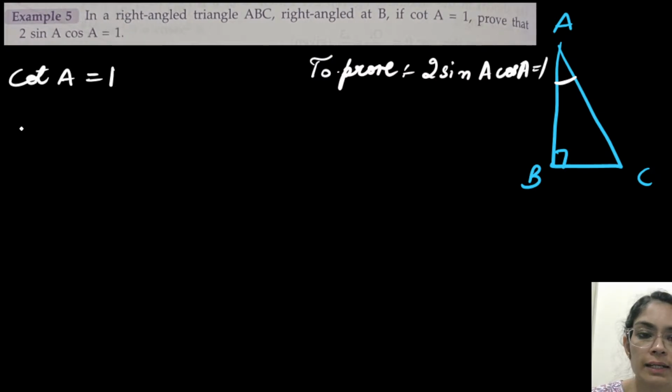That means we need the value of sine A and cos A. So how to find sine A and cos A? Only one thing is given to us. Cot A is 1. 1 we can write as 1 by 1. And here I know cot's formula is base by perpendicular because it's the reciprocal of tan.